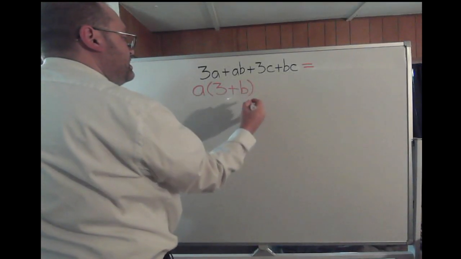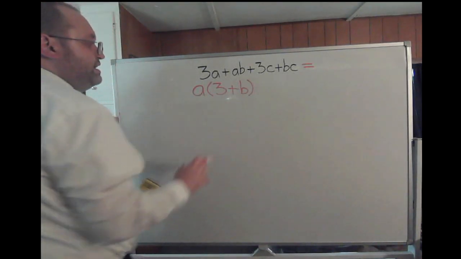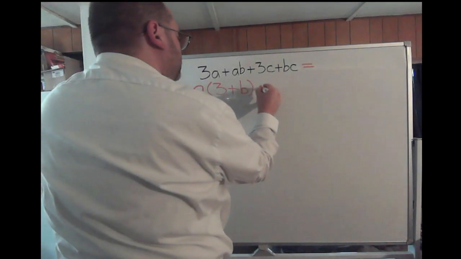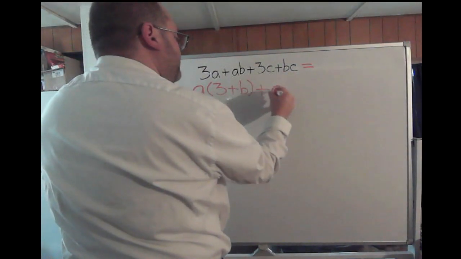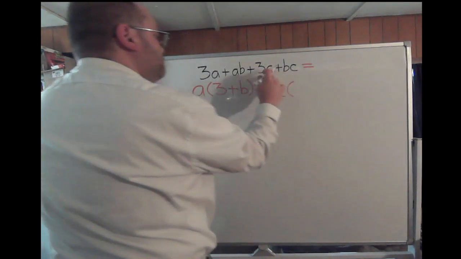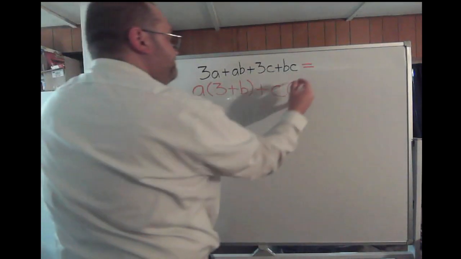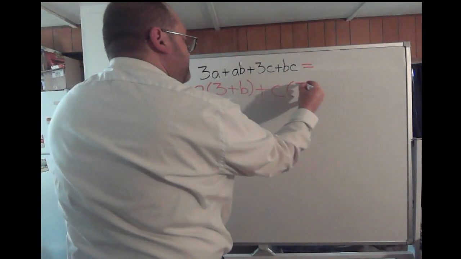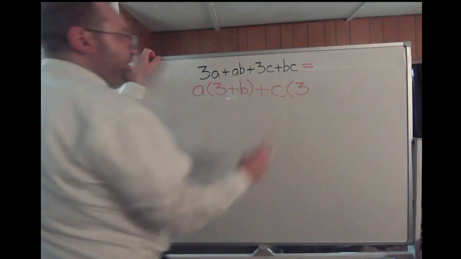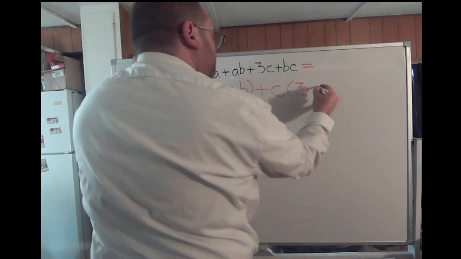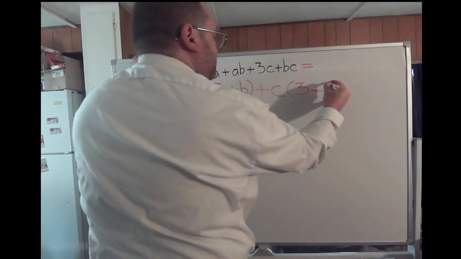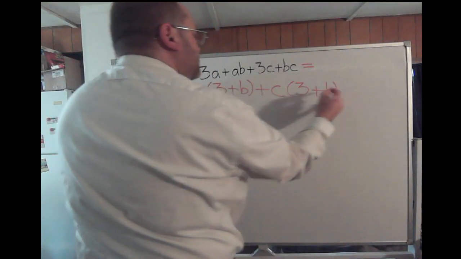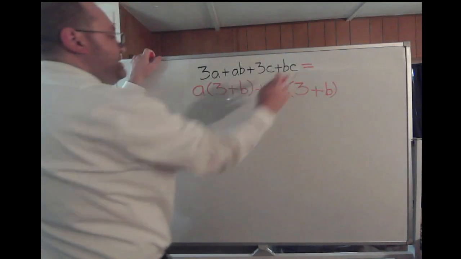Alright? So we have a times a quantity of 3 plus b, plus the second two terms, we have a common c that'll factor out. C times what equals 3c? Well, that would be 3, because c times 3 is 3c. Plus c times what equals bc? Well, that'd be b. C times b equals bc.